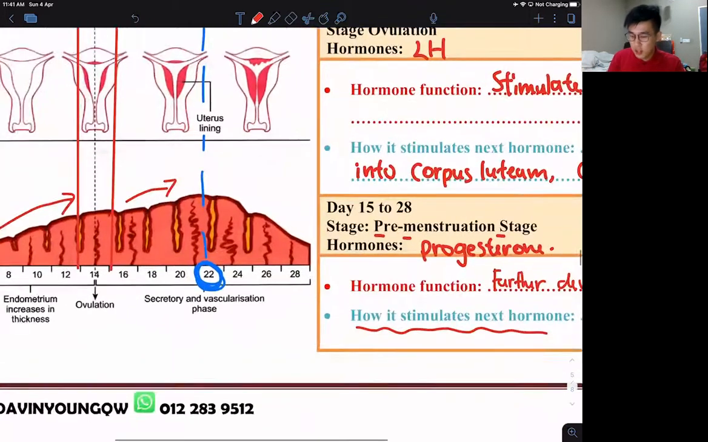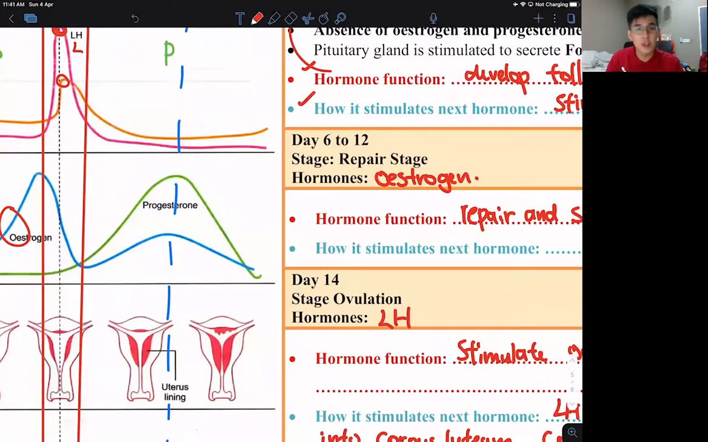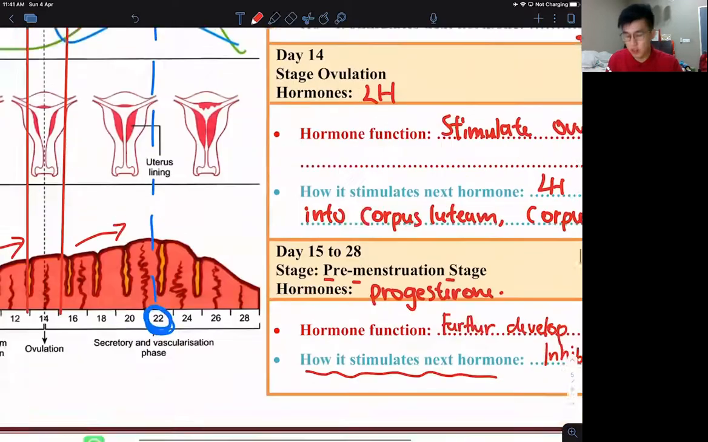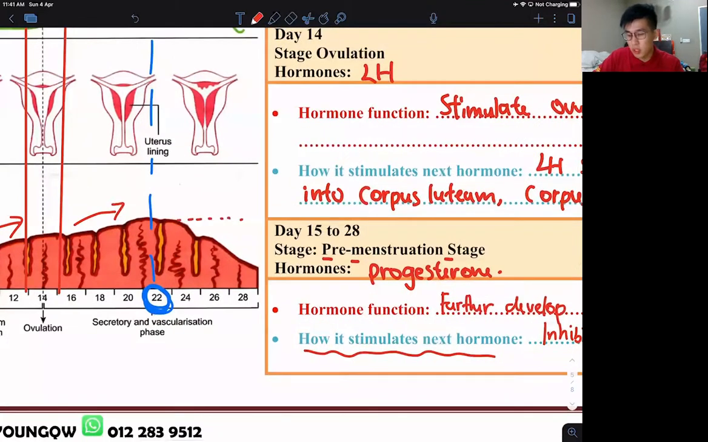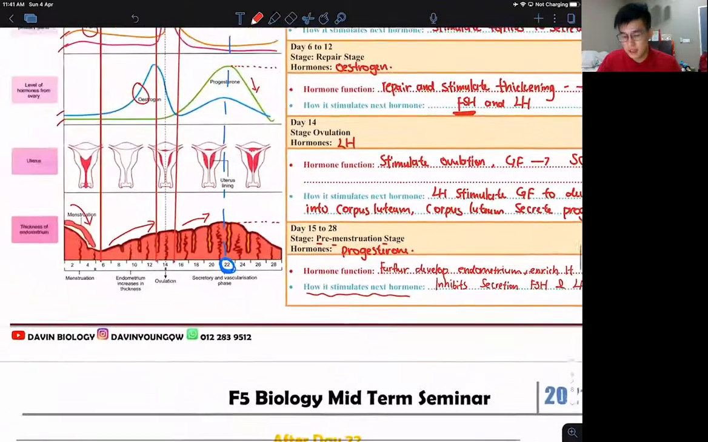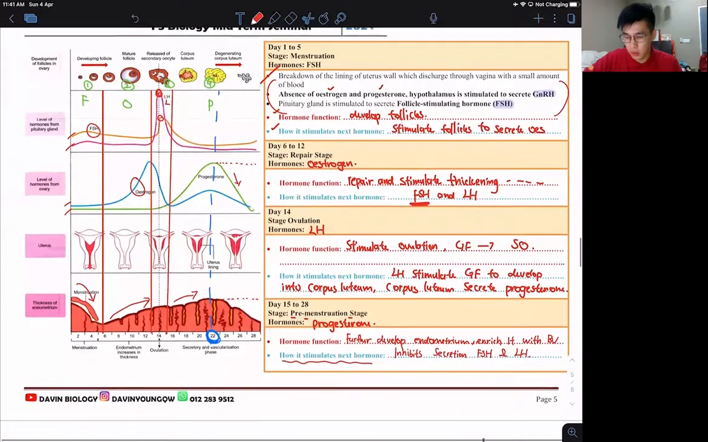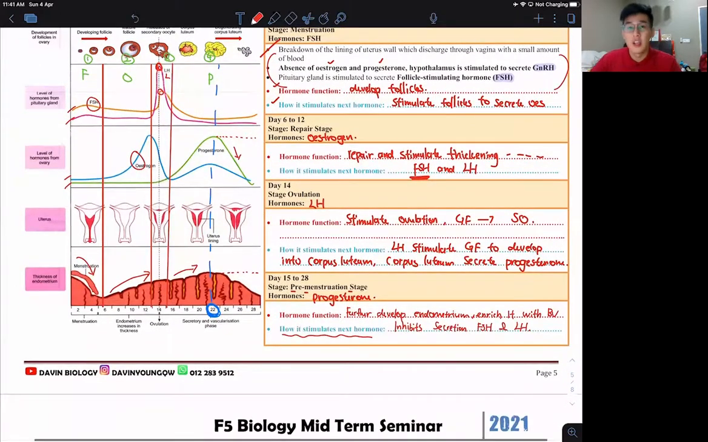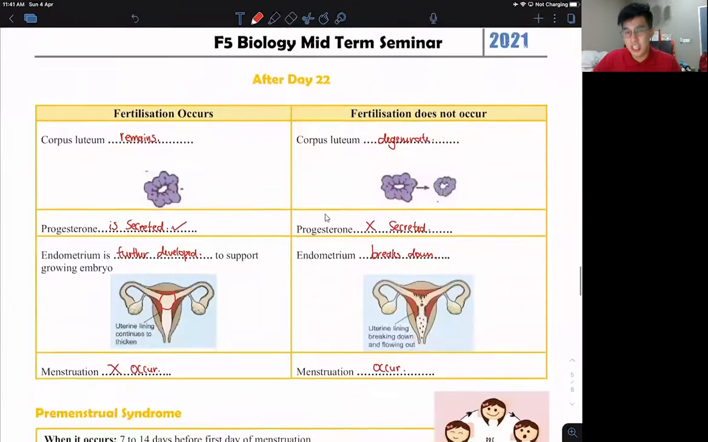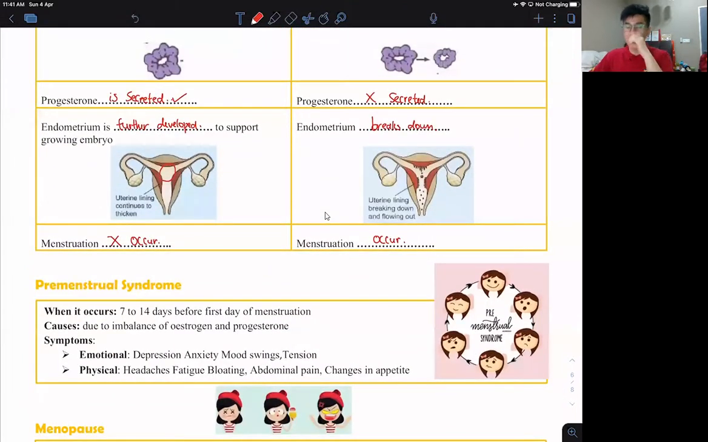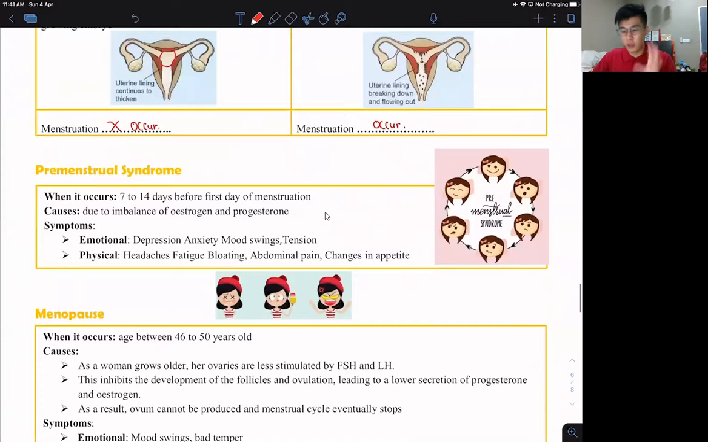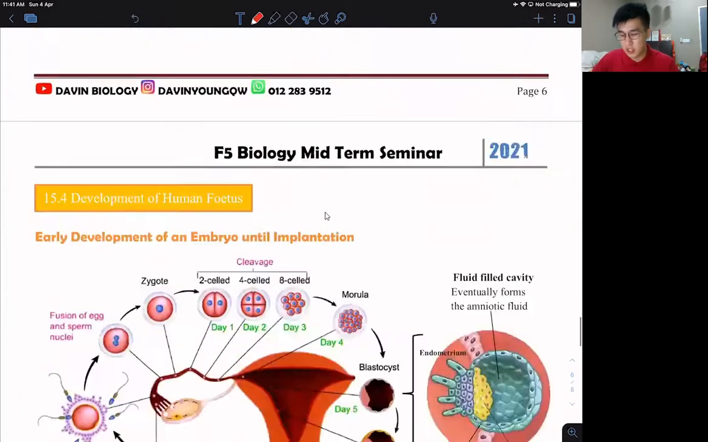So basically over here, this level depends on whether there is fertilization or not. So here when it goes down, means there's no fertilization. If there is fertilization, this one will remain like this, and then your endometrium wall obviously also will remain. Is that clear? Understand? Yeah. So that's it for the menstrual cycle. That's it for today. I will only teach until here because there's no time already.